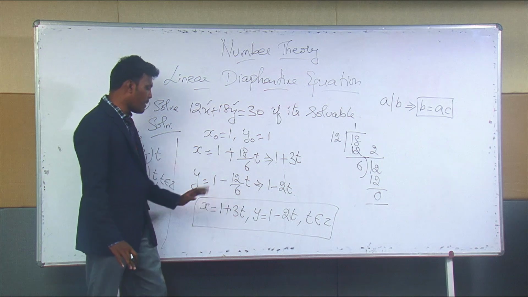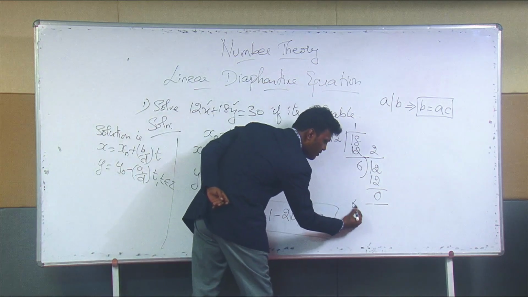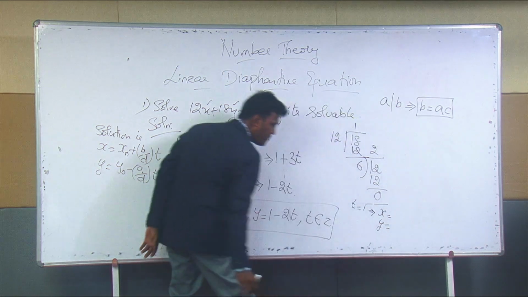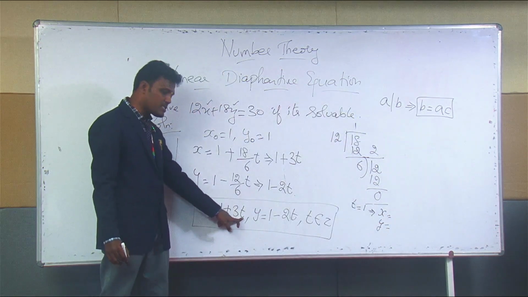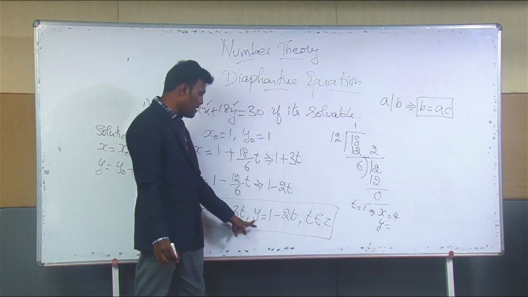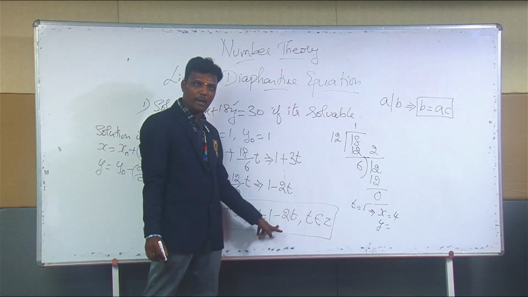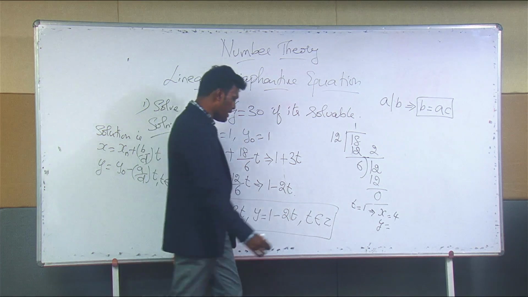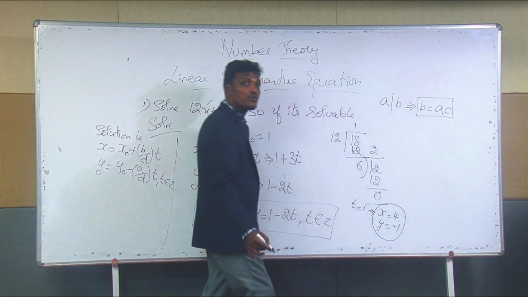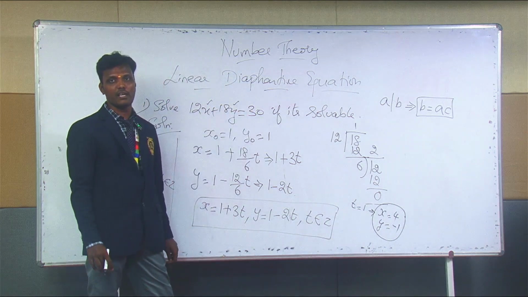Okay. Suppose you choose the T value as 1, what happens to X and what happens to Y? The T value is 1, so 3 plus 1 is 4. Similarly, the T value is 1, so 1 minus 2 is minus 1. So this is also one of the solutions of this linear Diophantine equation.